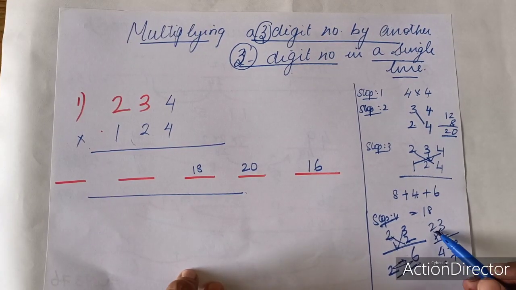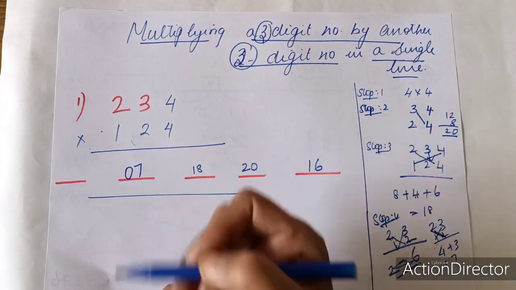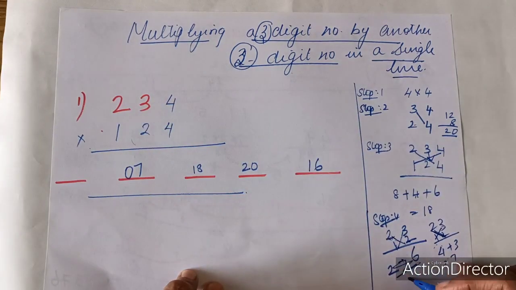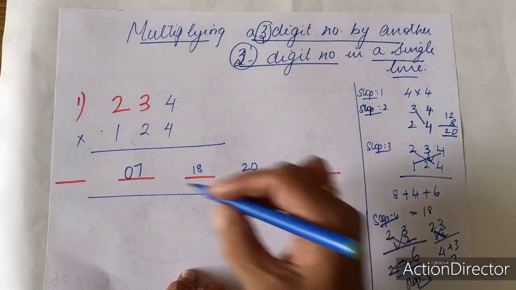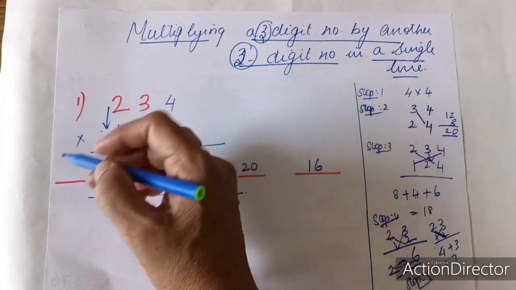2, 3 into 1, 2 will be, just do the cross multiplication. 2 2s are 4, 3 into 1, 3, 4 plus 3, 7. So you can write 0, 7. And the last step, step 5, is the last column multiplication. 2 into 1, down arrow, that is 2 into 1 is 2.